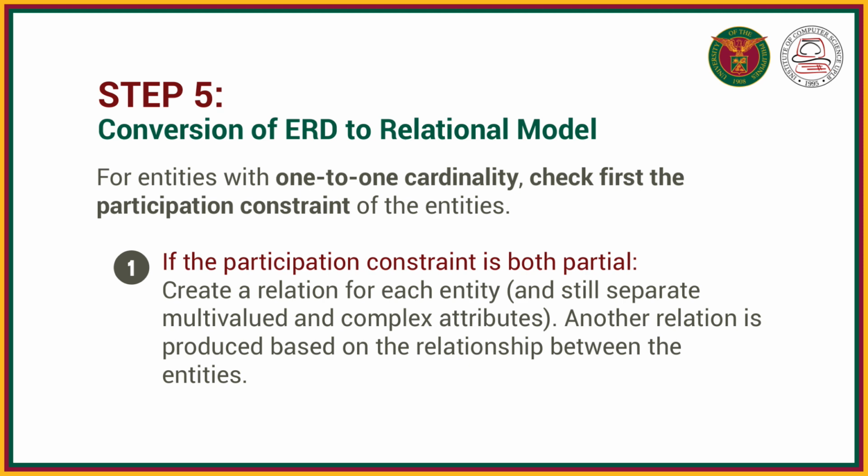Step 5. For entities with one-to-one cardinality, check first the participation constraint of the entities. So, paano naman kapag one-to-one? So, iba-iba yung rule depende dun sa participation constraint. First, if the participation constraint is both partial. Tandaan nyo pa ba kung ano yung partial? So, hindi sila required mag-participate doon sa relationship. Create a relation for each entity and still separate multivalued and complex attributes. Another relation is produced based on the relationship between the entities.